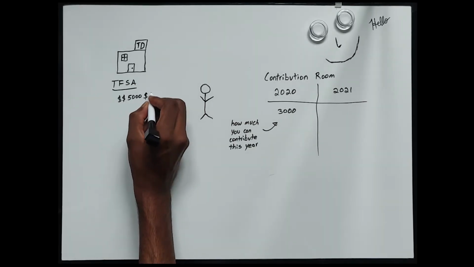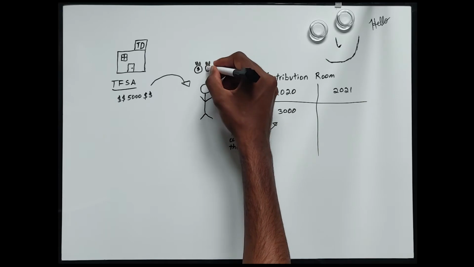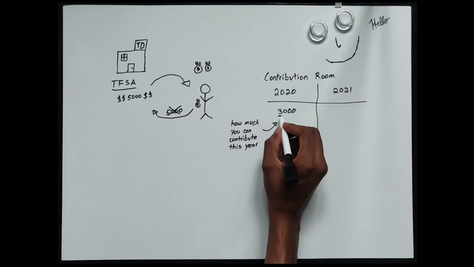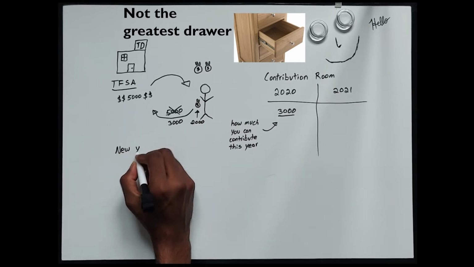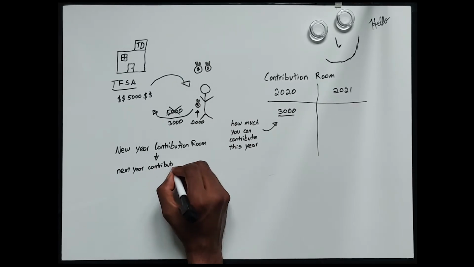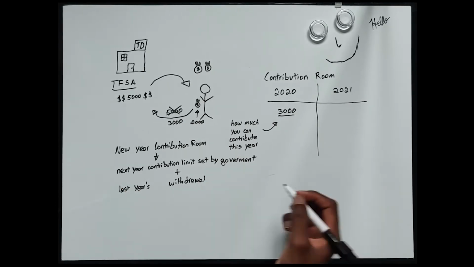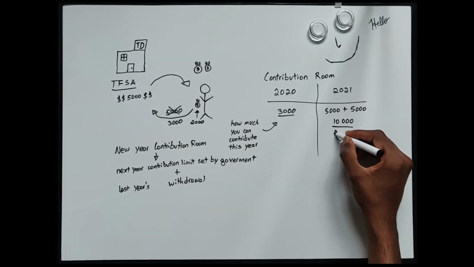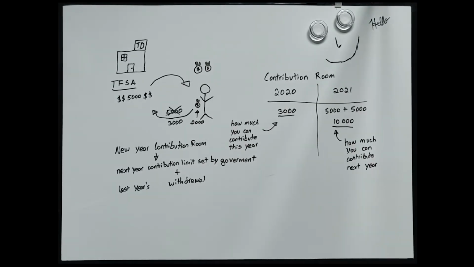For some reason, you wanted to take this money out, but it ended up that you didn't need this money. So you want to recontribute it back to your TFSA account. But you can't contribute all of the $5,000 because your contribution limit for the current year is only $3,000. So you can only contribute up to $3,000. For the next year, the contribution room is calculated by the new contribution increase set by the government added to your last year's withdrawals. So let's say the $5,000 is a contribution increase set by the government, and you withdrew $5,000 the previous year. So in total, you would have $10,000 to contribute for the next year.